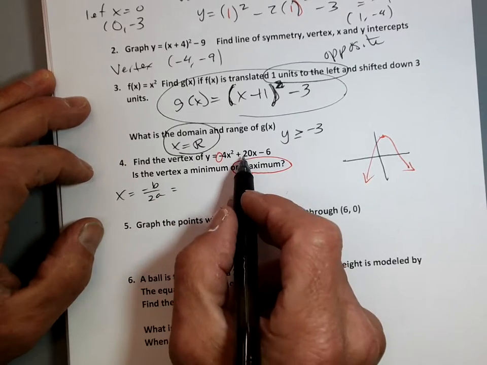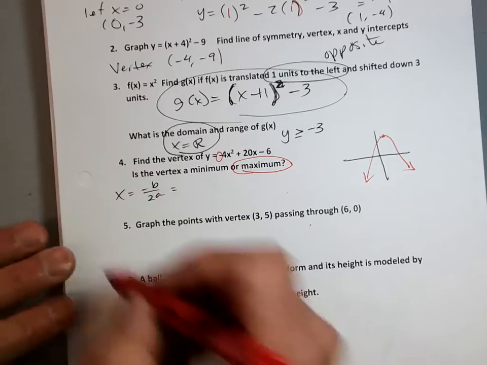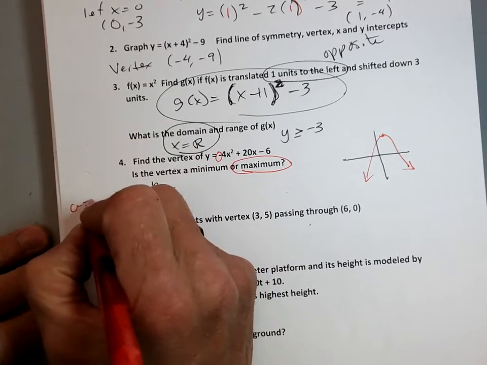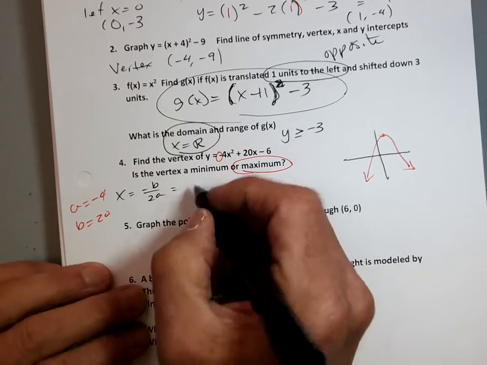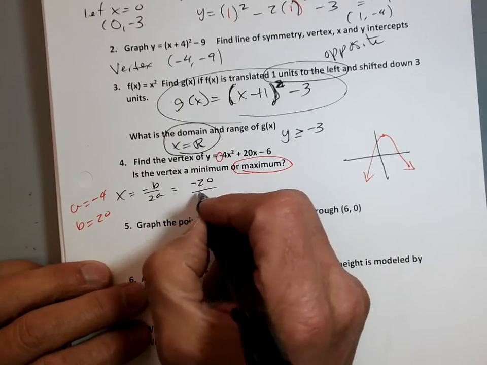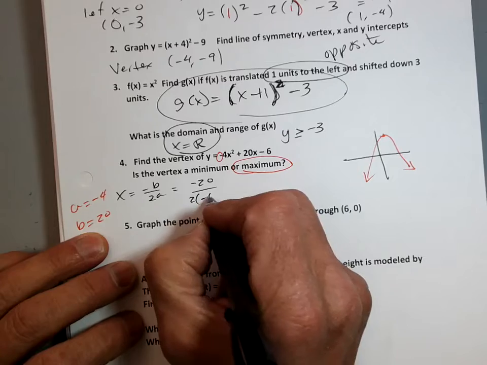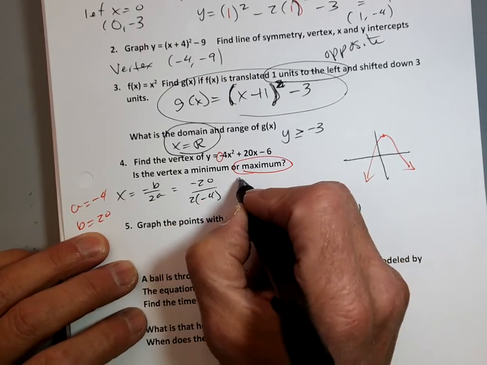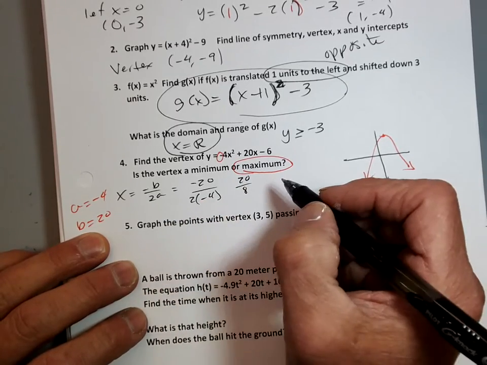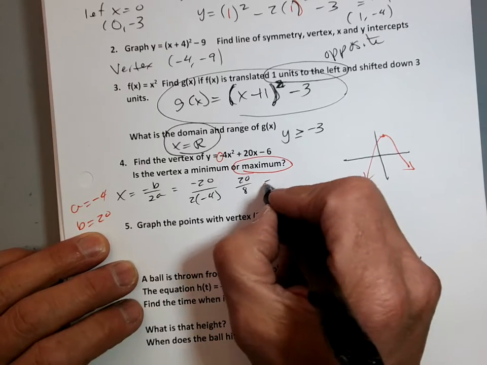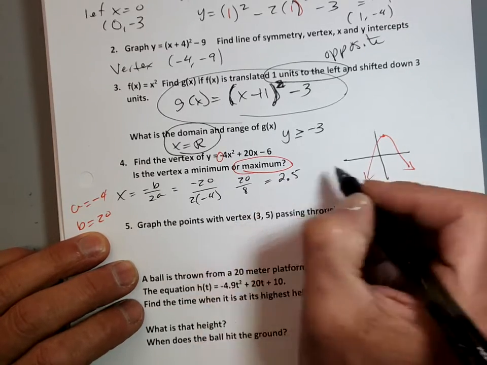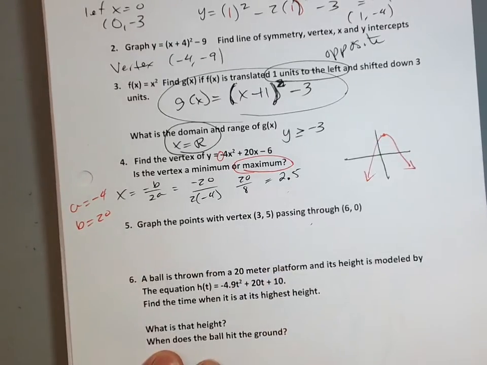My b is 20, so my a is negative 4, and my b is 20. So let's go negative 20 over 2 times a, negative 4, which is 20 over 8, 10 over 4, 5 over 2, 2.5. How's that? Hopefully I did that right.